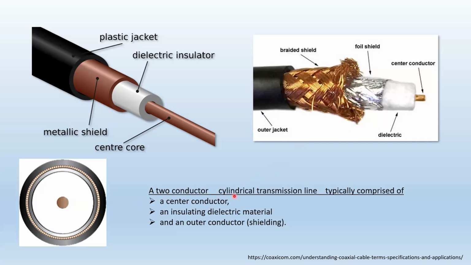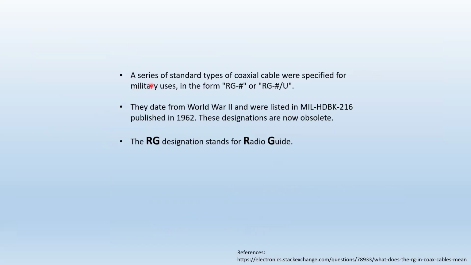So again, a two-conductor cylindrical transmission line, typically comprised of a center conductor, insulated dielectric material, and outer conductor shielding. Sometimes there's a double shield, sometimes there's extra shielding there. All right, the series of standard types of coaxial cable were specified for military uses in the form of RG, and here's the number, RG whatever number. The RG designation stands for radio guide.